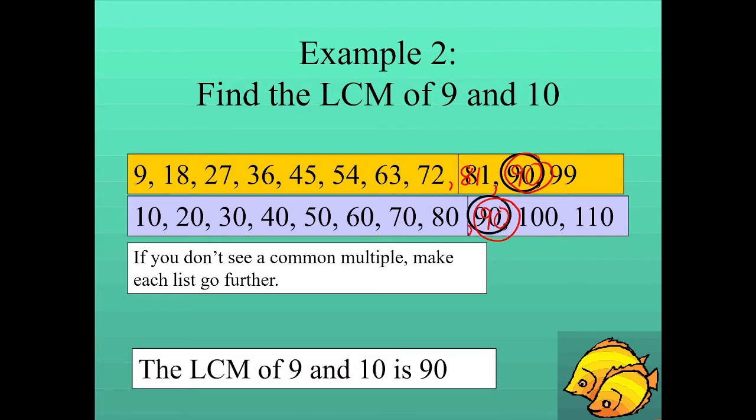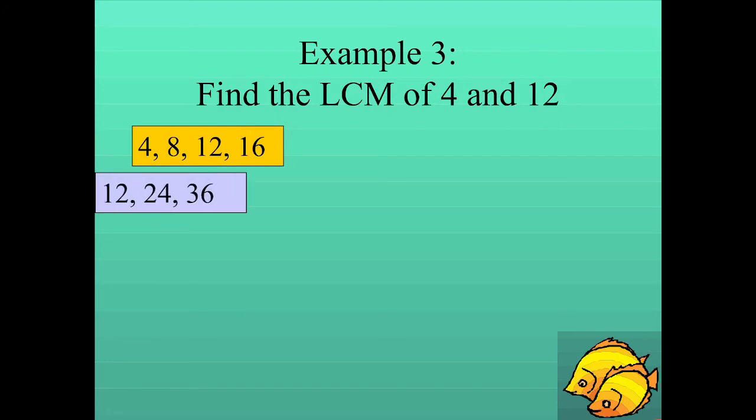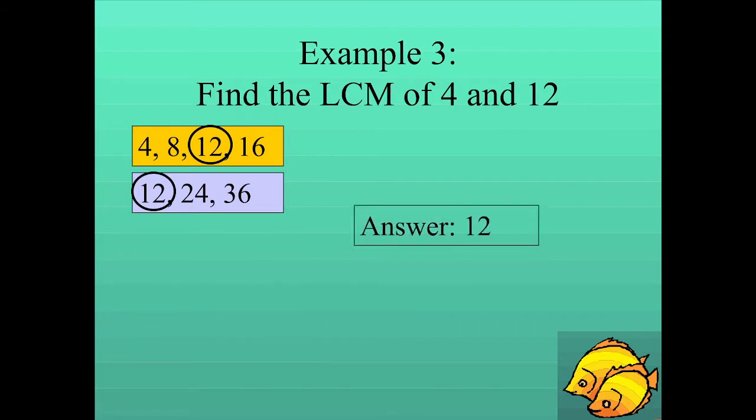Let's have another example. What about 4 and 12? What are multiples of 4? 4, 8, 12, 16. What are multiples of 12? 12, 24, 36. Now, as you can see, the first number that is common between the multiples of 4 and 12 is the number 12 itself. So the LCM is 12.